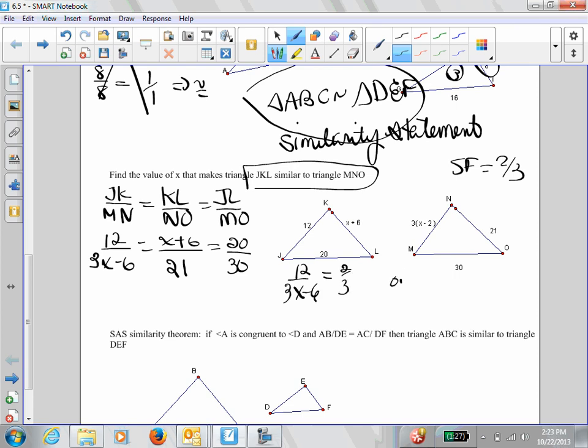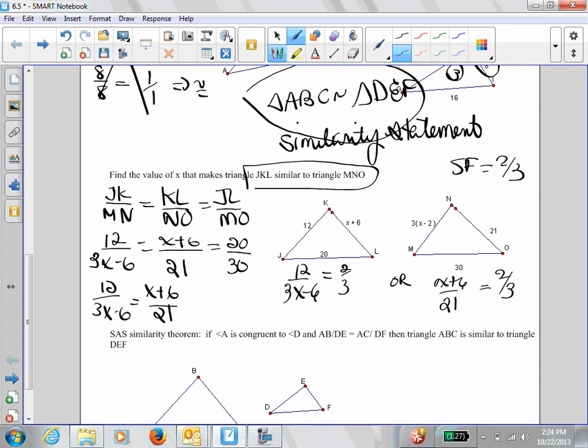Two over 3. Or what else could I do? What other proportion could I set up? What else? Annie? What's the last one I could set up? Claire? But that doesn't help me solve for x. All right. Either of these should give me the same value for x.